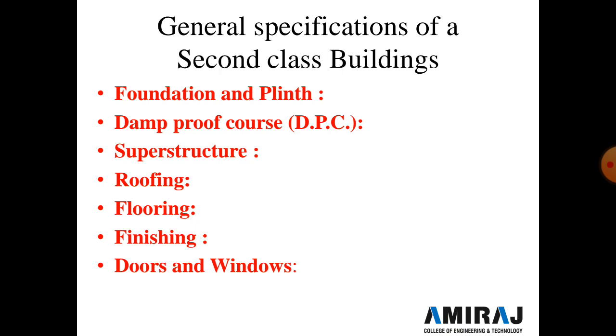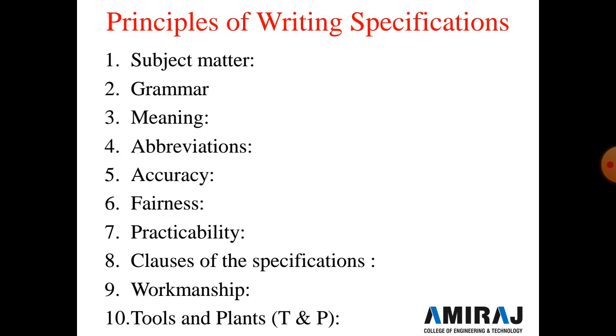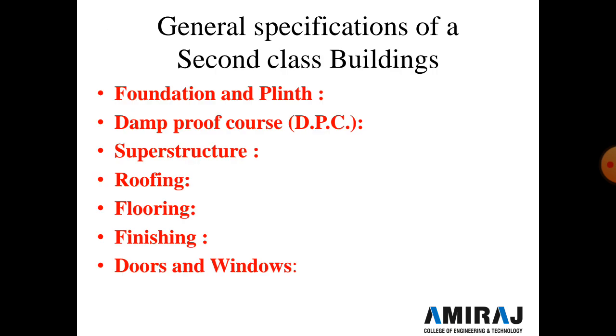Now in the next slide we discuss the principle of writing specification. Here is the general specification for a second class building. First is the foundation and plinth.